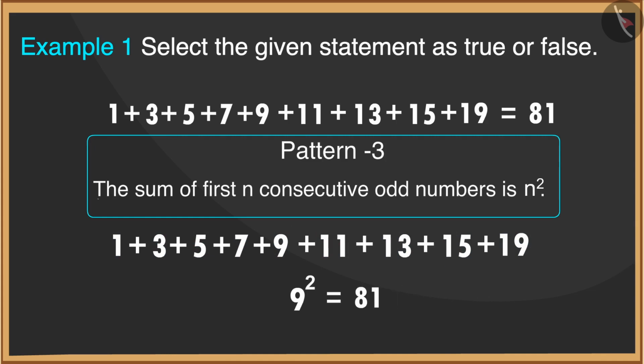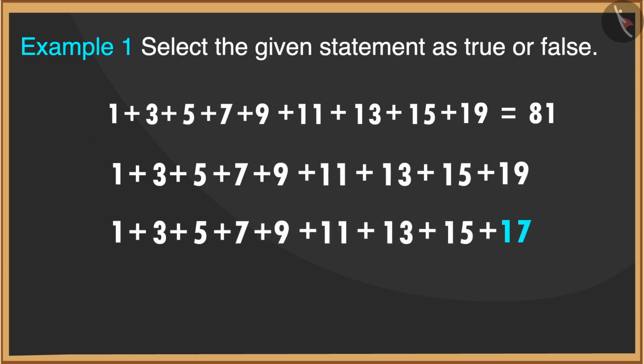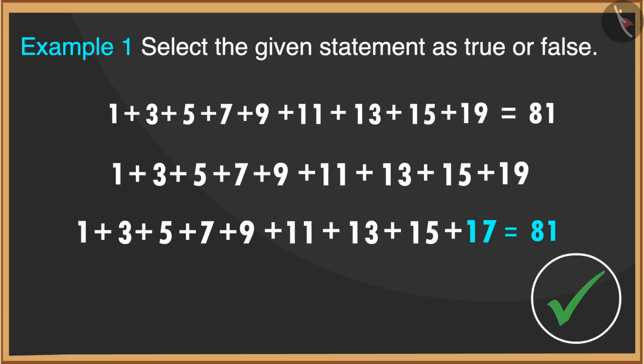But it is important to note that this sequence of numbers is not of the first 9 odd numbers, because the number 17 is not mentioned. Therefore, this statement is false. If there was number 17 instead of 19, this statement would have been correct.